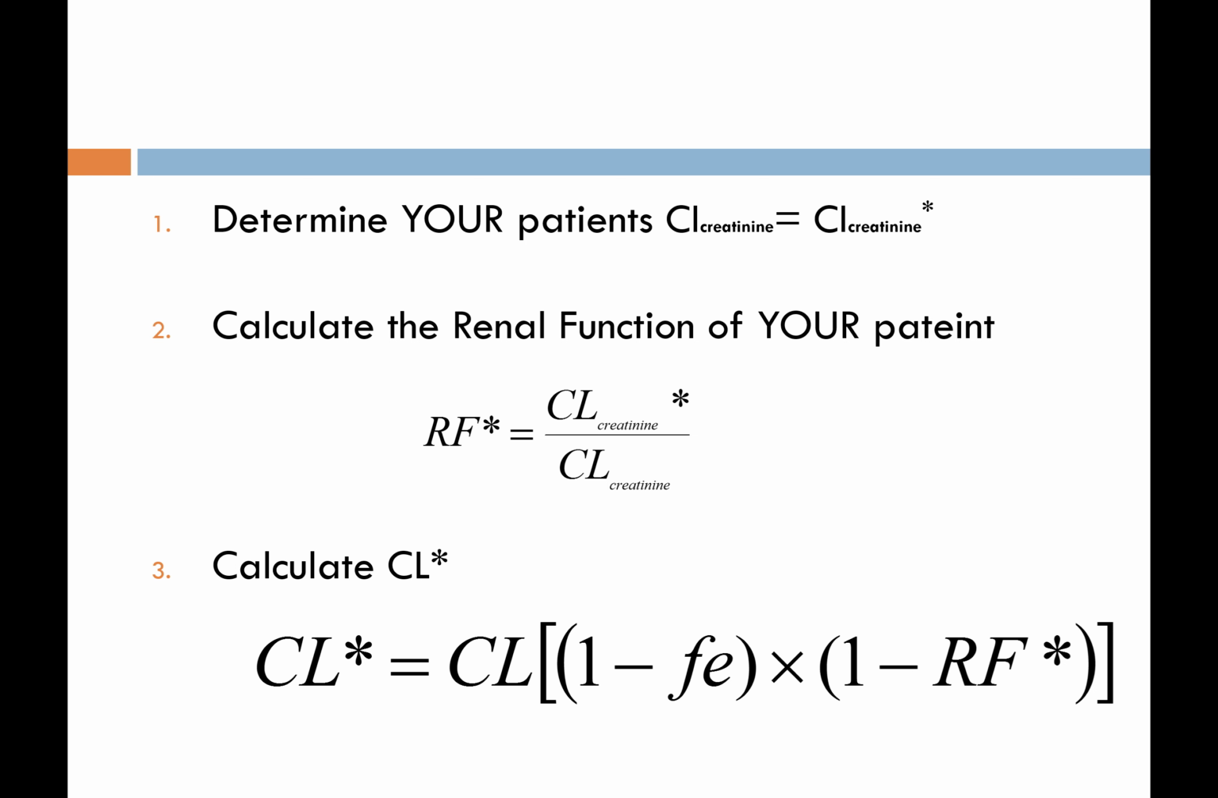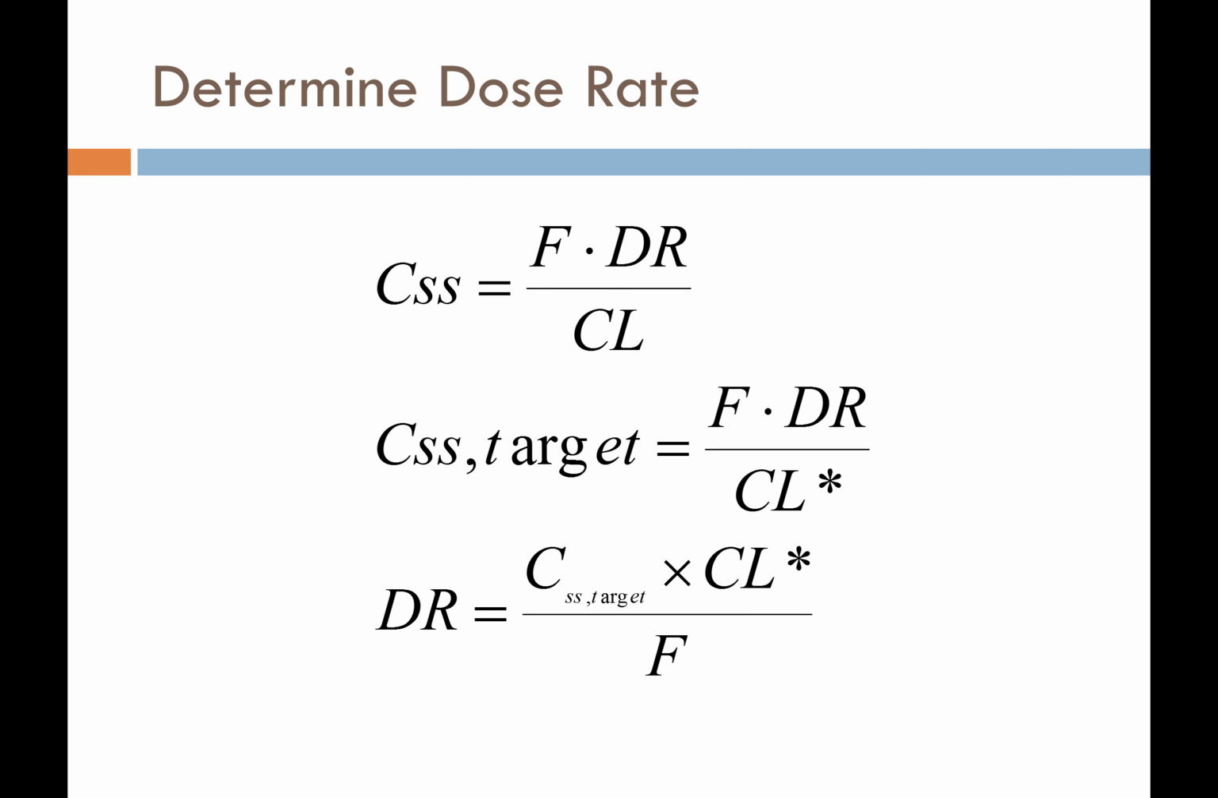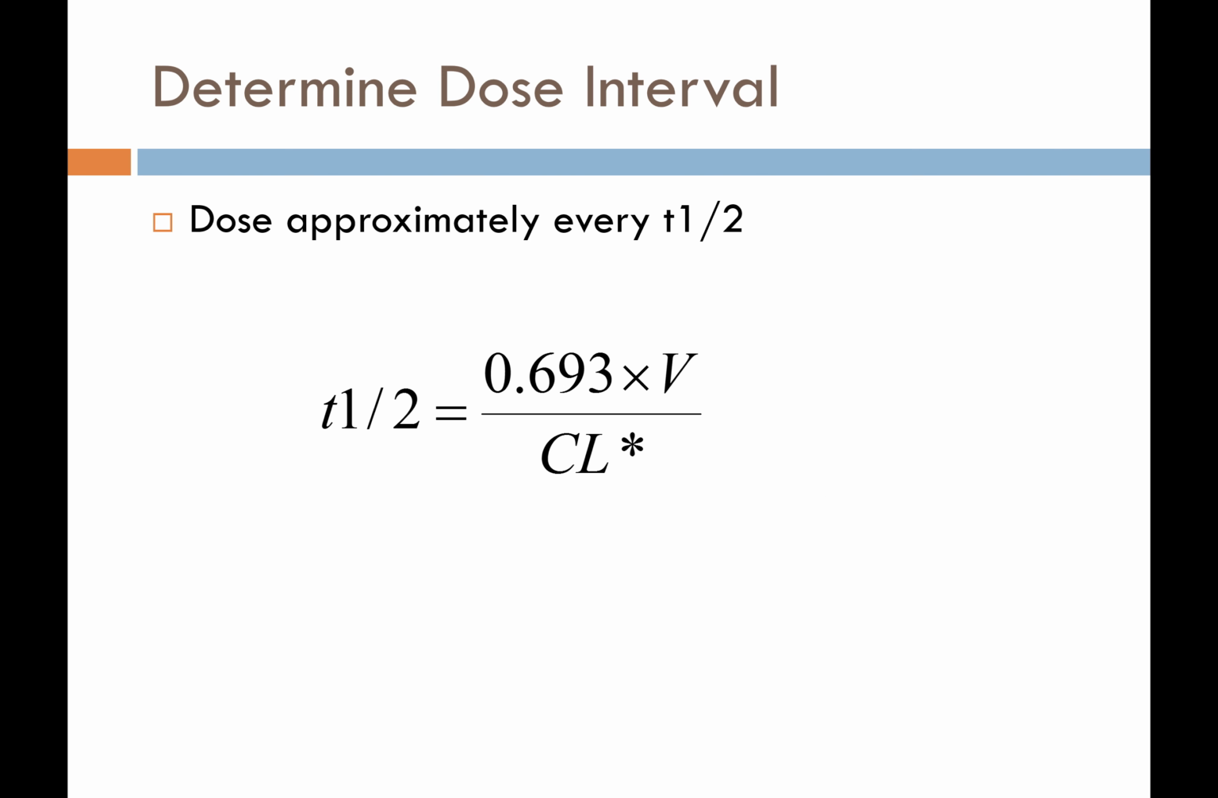So then you can see the equation to calculate clearance. And then here's CSS average, CSS target. As you can see, those little stars mean that you're using your patient-specific information. And then T half-life. And that is all.